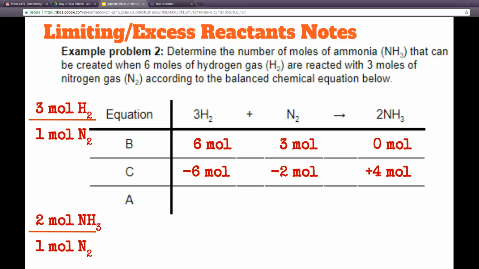So now we do the subtraction. 6 minus 6 is going to leave us with 0 moles of hydrogen. 3 minus 2 is going to leave us with 1 mole extra of nitrogen. And then 0 plus 4 is going to leave us with 4 moles of ammonia.